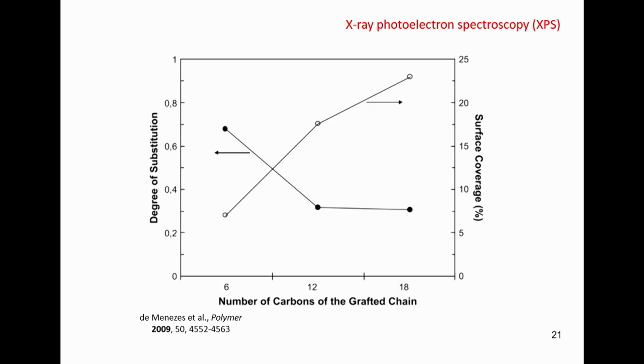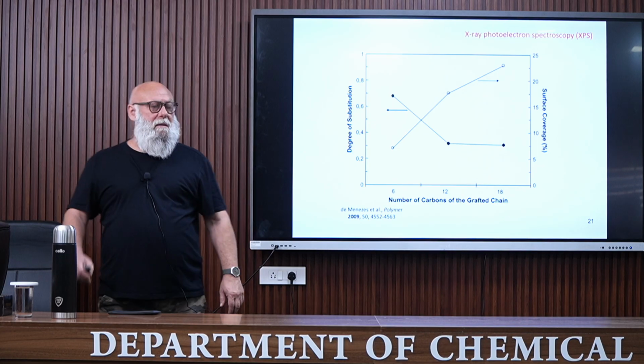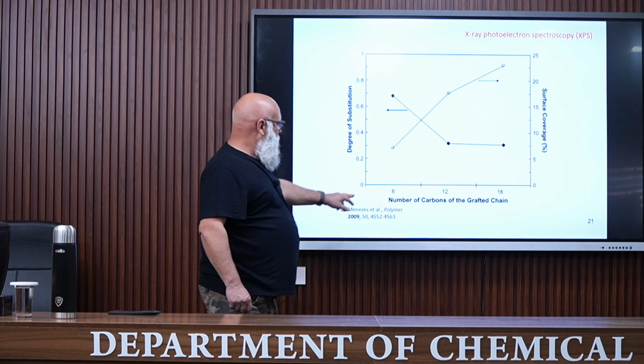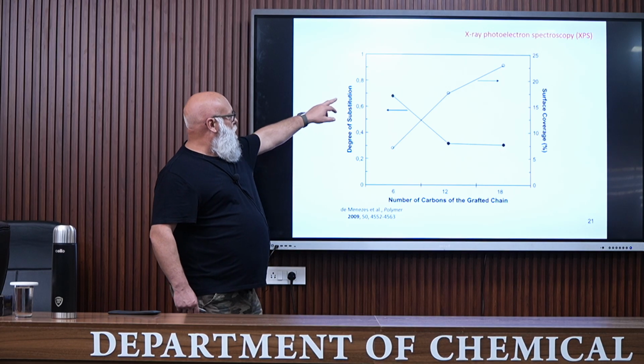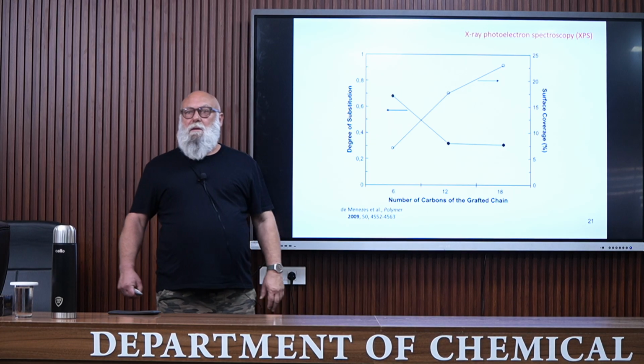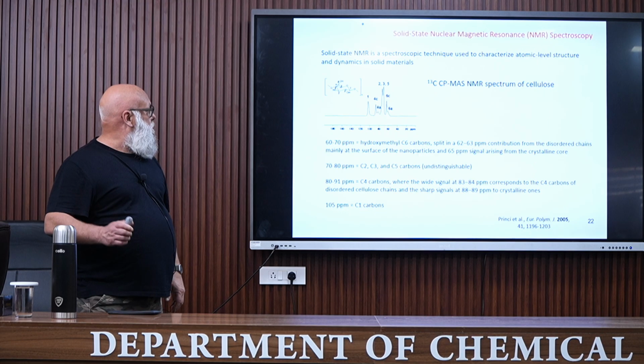So this is just a curve that shows you the evolution of the degree of substitution that has been determined by elemental analysis, and the surface coverage determined by XPS, as a function of the number of carbons of the graft chains. You can see that the degree of substitution decreases. This is only due to steric hindrance, of course, but the surface coverage increases.